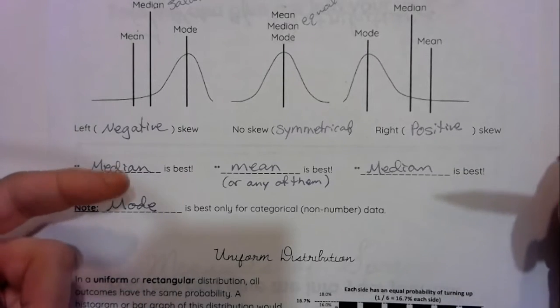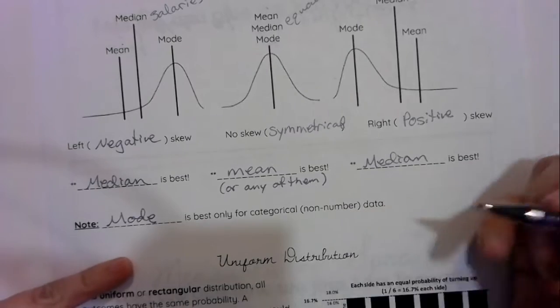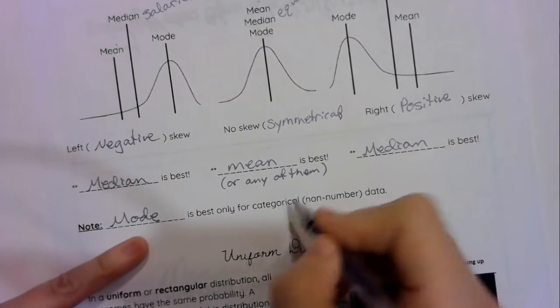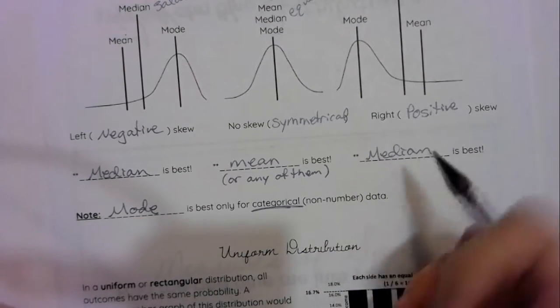So for instance, if you're looking at something political, maybe you want to see who voted for which candidate, that's categorical, that's a non-number data. Then you might look at the mode for a certain area.